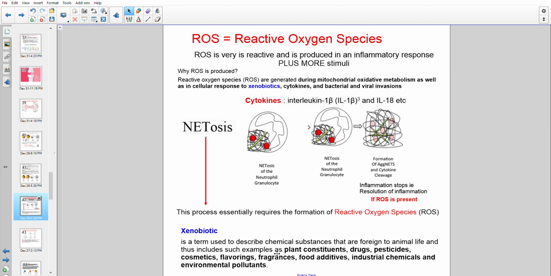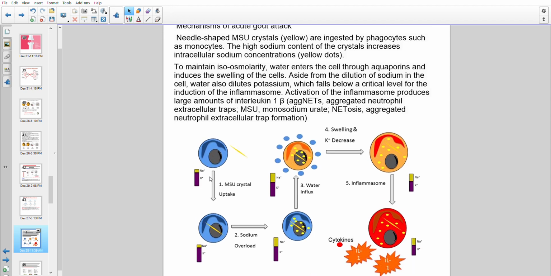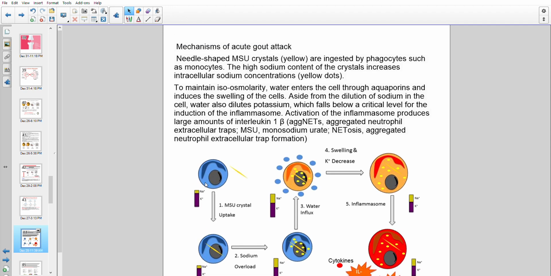So in other words, these xenobiotic chemicals here are the ones that can induce the production of reactive oxygen species, which is highly, highly reactive. Now, we'll go back to this diagram here and look at it again, but what happens to the cell in the gout attack? These needle-shaped MSU crystals, yellow, there they are, are ingested by phagocytes such as monocytes, the neutrophils, etc.